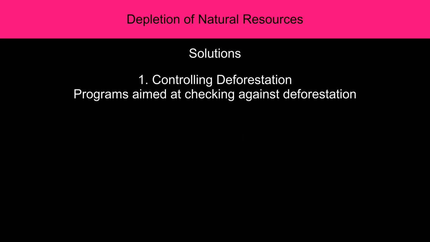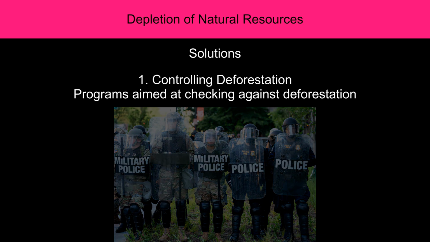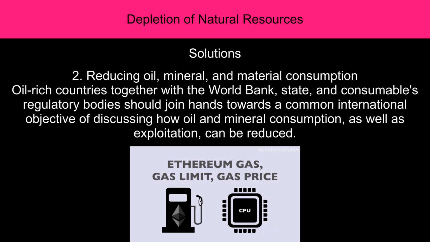Solutions. 1. Controlling deforestation. Programs aim at checking against deforestation. 2. Reducing oil, mineral, and material consumption. Oil-rich countries together with the World Bank and regulatory bodies join hands towards the common national objectives of discussing how oil and mineral consumption, as well as depletion, can be reduced.